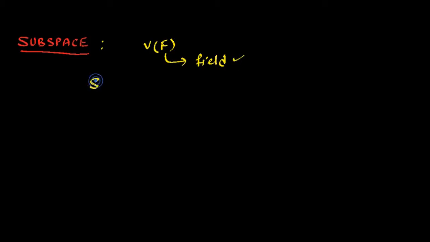And there is a subset S of the vector space. So what do we mean by the subset of vector space? A vector space contains vectors basically. It's a collection of vectors. So if we take a subset of this collection, it will be a subset of the vector space V. So let's say that S is a subset of V and S is non-empty.